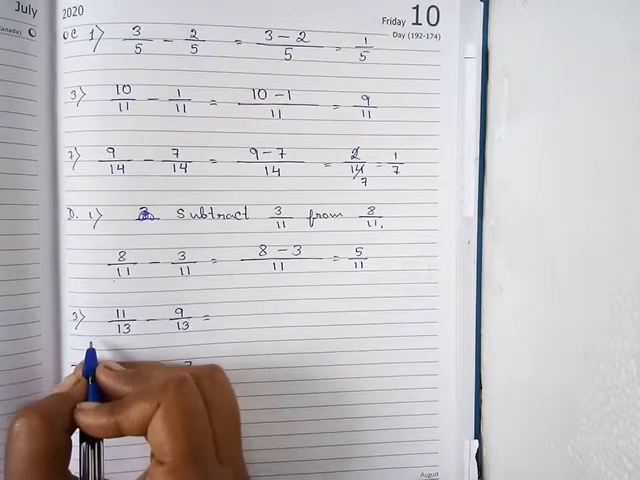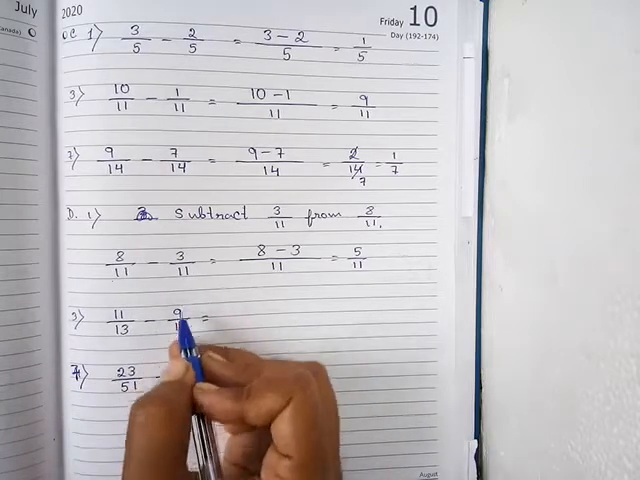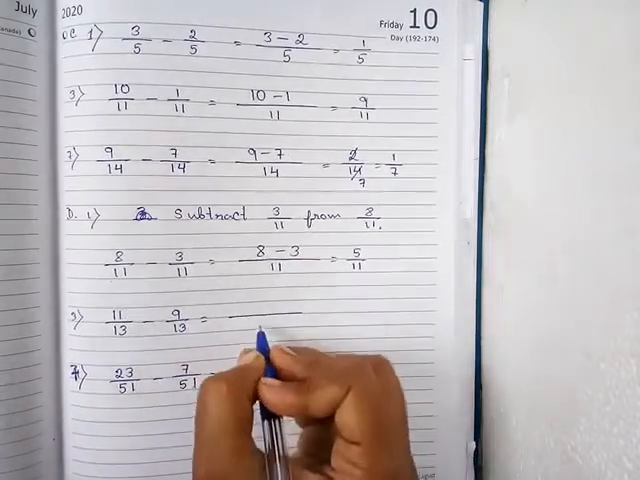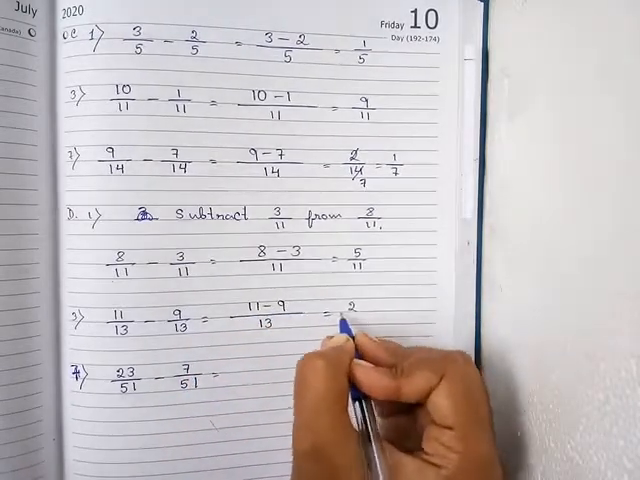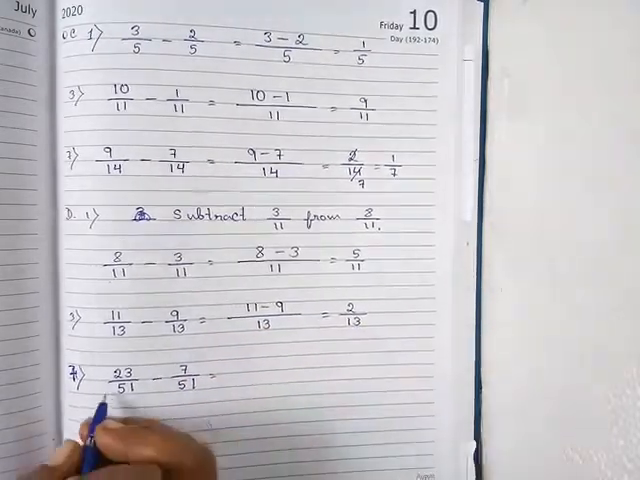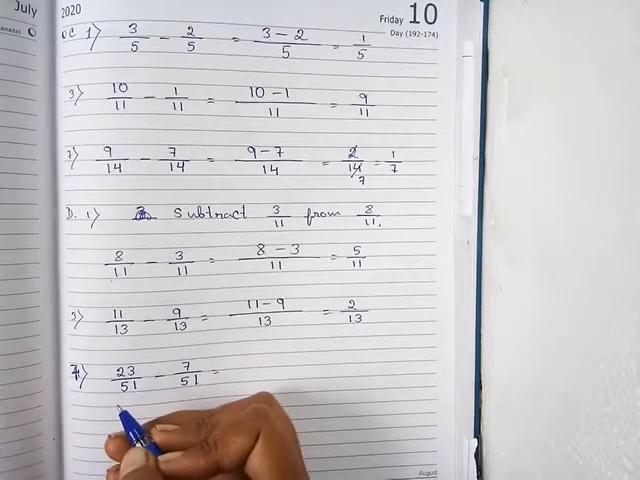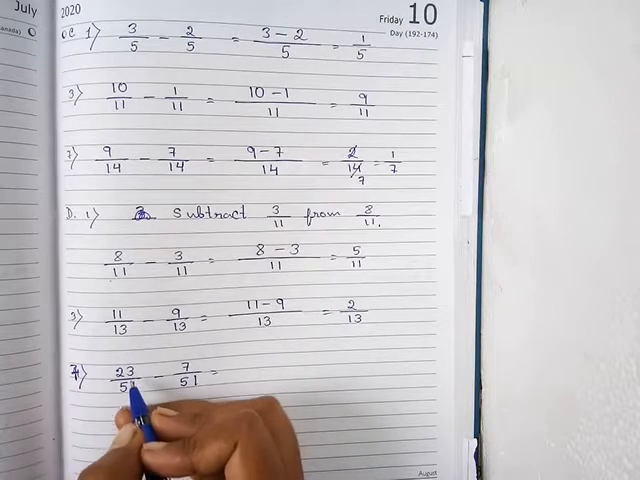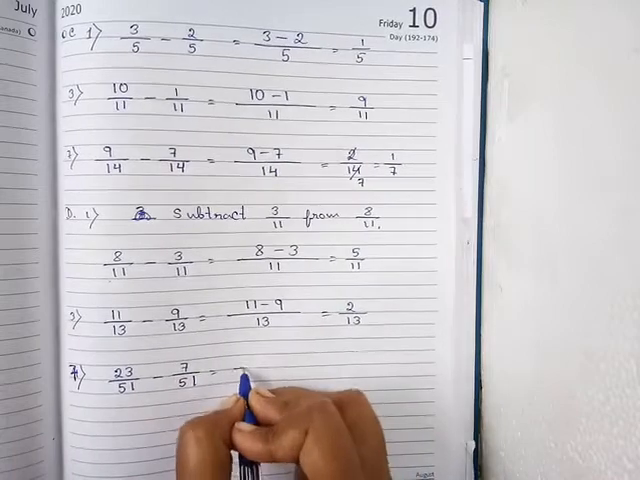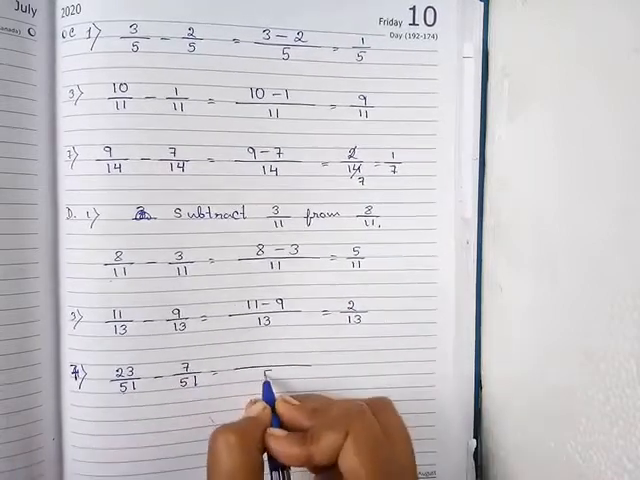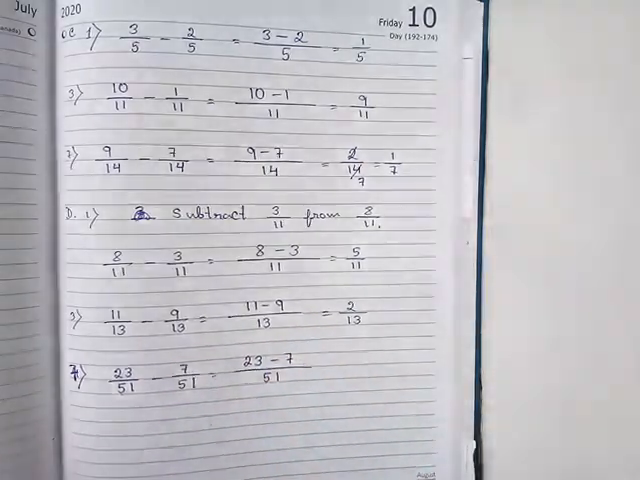Similarly, question number 3. Subtract 9 by 13 from 11 by 13. So first I am writing 11 by 13 minus 9 by 13. Then a similar process gives 2 by 13. Question number 7. Subtract 7 by 51 from 23 by 51. So first write down 23 by 51, then minus 7 by 51. So first write down 51, then 23 minus 7.